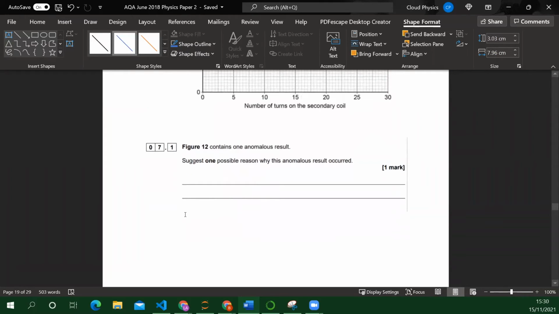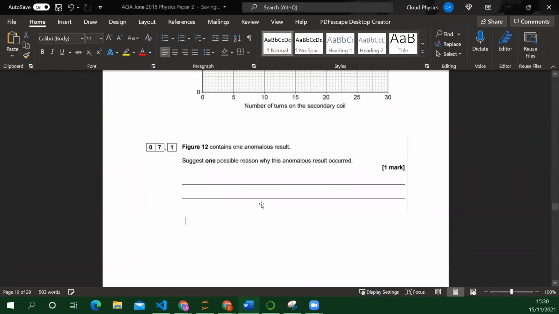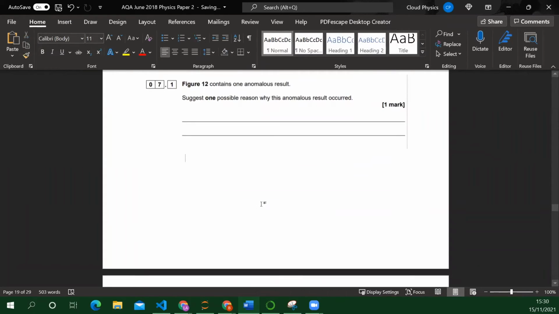Okay, so let's give you a few reasons for this. We're not allowed to write human error this time. So you could put too few, because yes, it's for one result, isn't it? So there's not an error each side. Too few turns or coils in the secondary, or the wrong PD across the primary was produced.